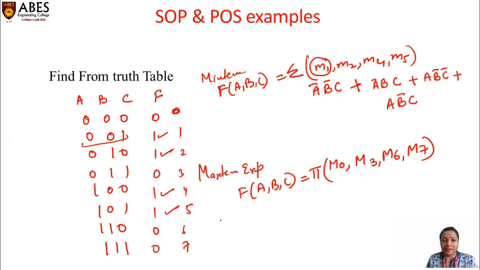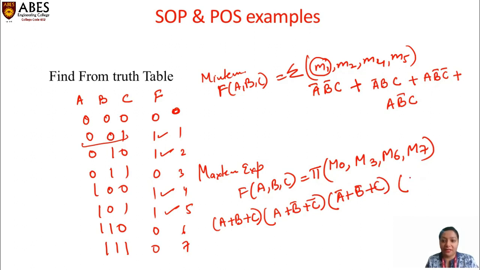Similarly, here M0. M0 can be written like this: A plus B plus C. M3. M3 will be written as A plus B bar plus C bar. M6 will be written as A bar plus B bar plus C, and M7 will be written as A bar plus B bar plus C bar. So this is how we can form the min terms and max terms, right?